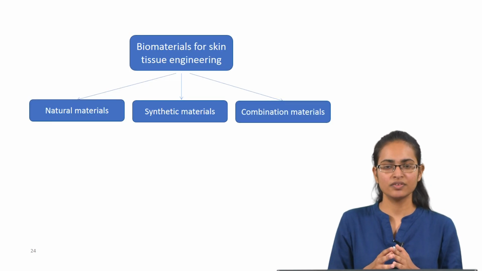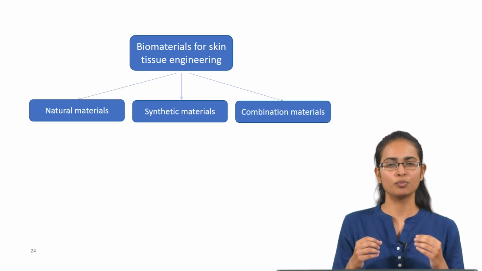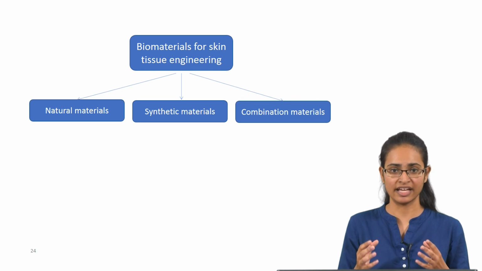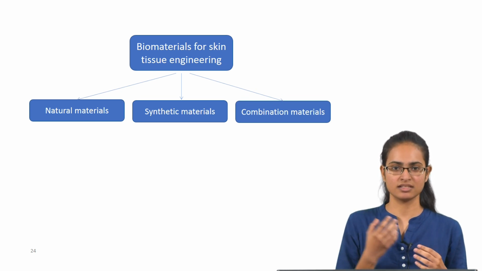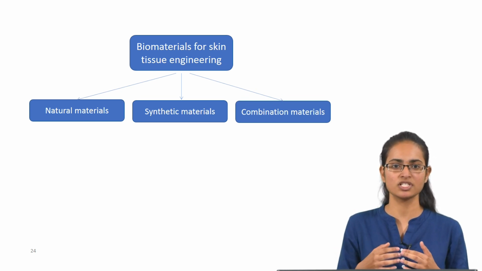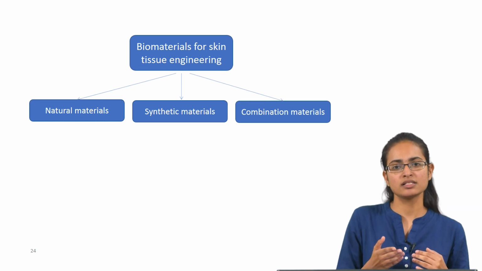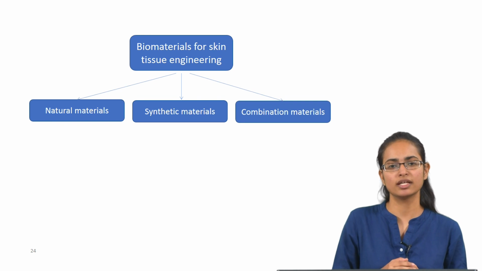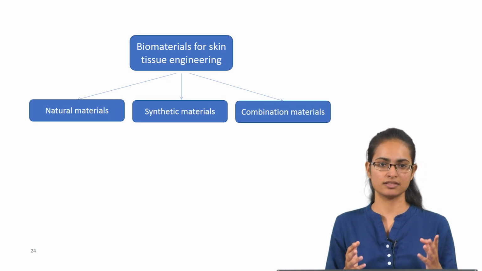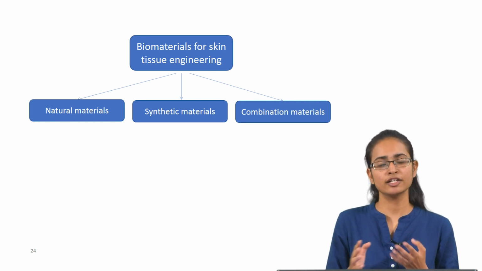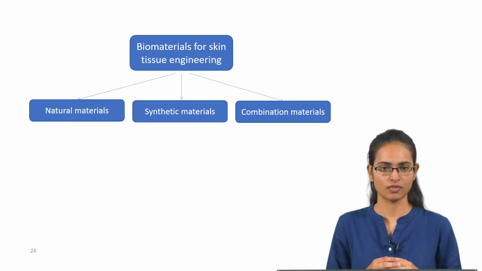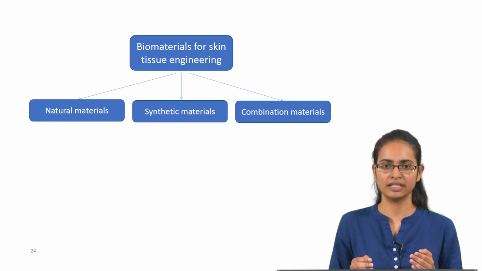So, from here on we will discuss the major components of the tissue engineering triad, that is the materials, the cells and the signals required for skin tissue engineering. So, biomaterials that are used for skin tissue engineering can be classified as natural, synthetic and a combination of the two. We will discuss each one of them in detail.